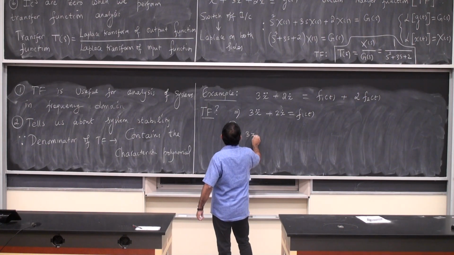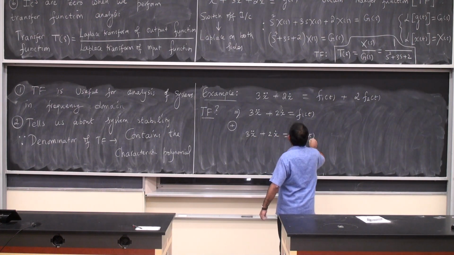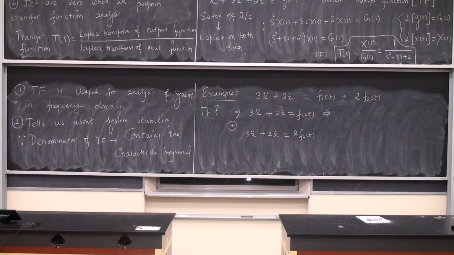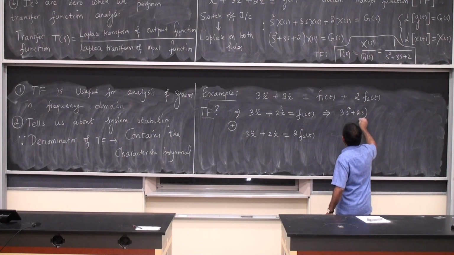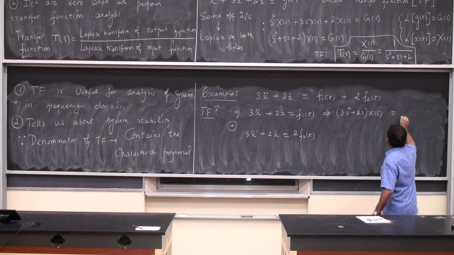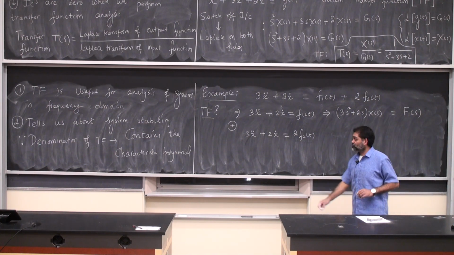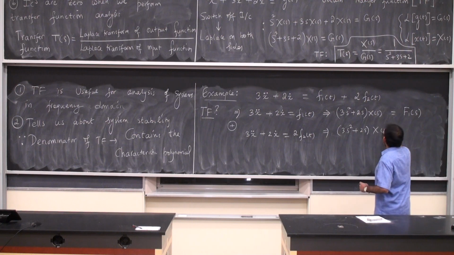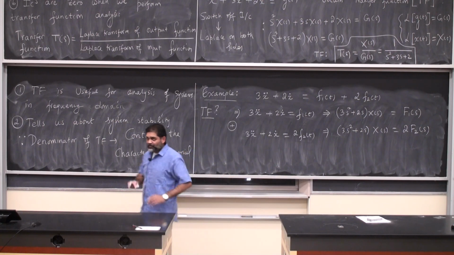And then 3x double dot, 2x dot is 2 times f2 of t. Take Laplace transform on both sides. So this is 3s square plus 2s, x of s is equal to f1 of s. No initial conditions. When you talk about transfer functions, no initial conditions. Okay, we've gotten rid of that. 3s square plus 2s is 2 f2 of s. Take Laplace transform on both sides.